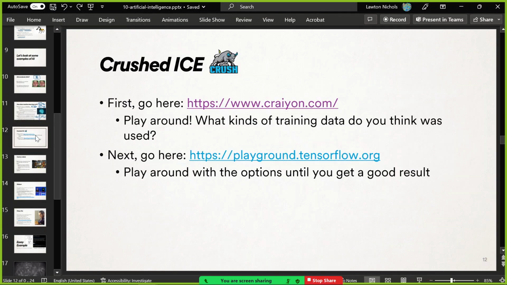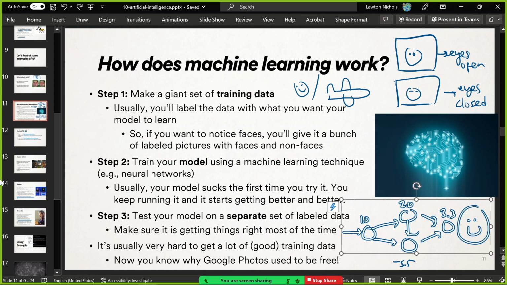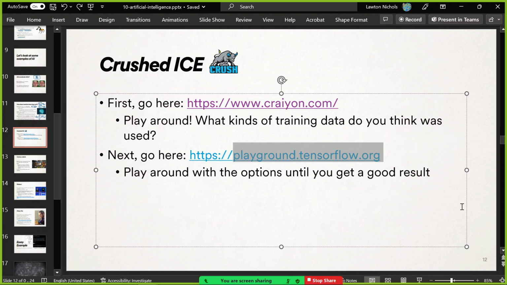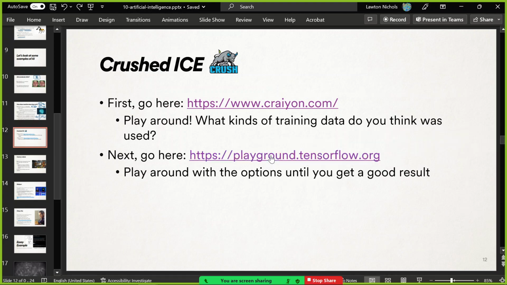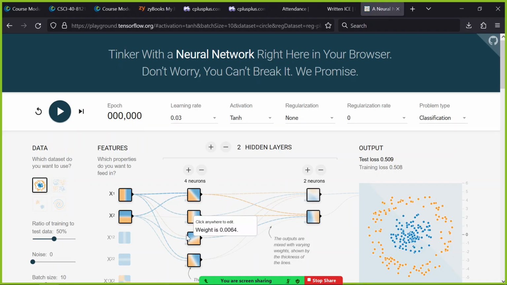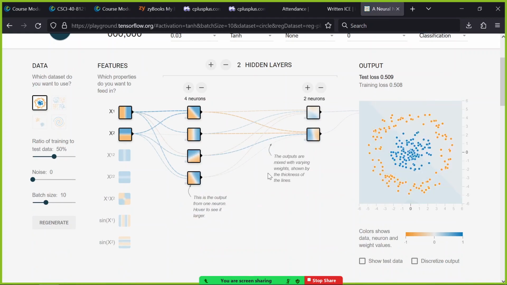And then my second example for us is more like real neural networks, like understanding what they really do. It's called playground.tensorflow.org. I'd like you to go there, please. And it has a nice little place where you can play around with these things called neural networks.